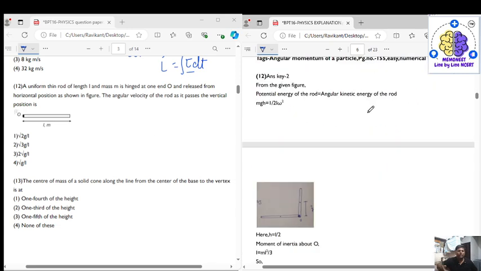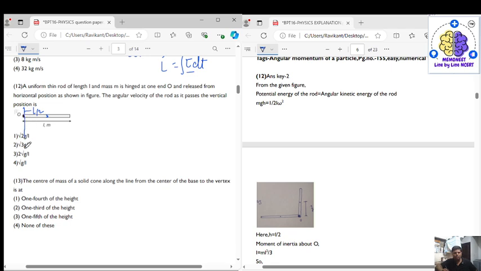Question number 12 says that a uniform thin rod of length L and mass M is hinged at one end and released from the horizontal position as shown in the figure. The angular velocity of the rod as it passes the vertical position is. So here the concept which we will be using is that the mass of the rod is concentrated at this point and this length is L by 2, right?